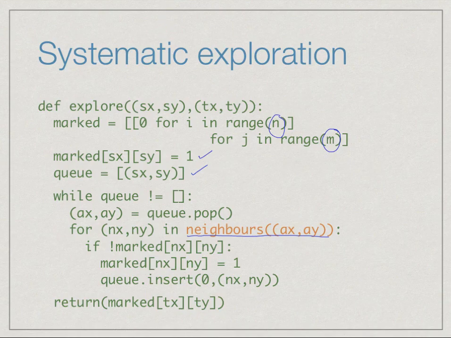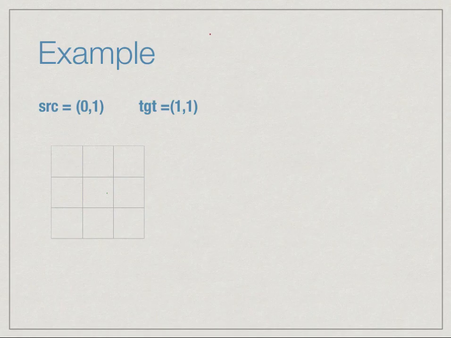So let's look at an example of how this works. So here we have a 3 by 3 grid. Remember that the cells are 0, 1, 2 and 0, 1, 2 by our naming convention. We want to start from the top center square. So this is our source, and this here in the center is our target.